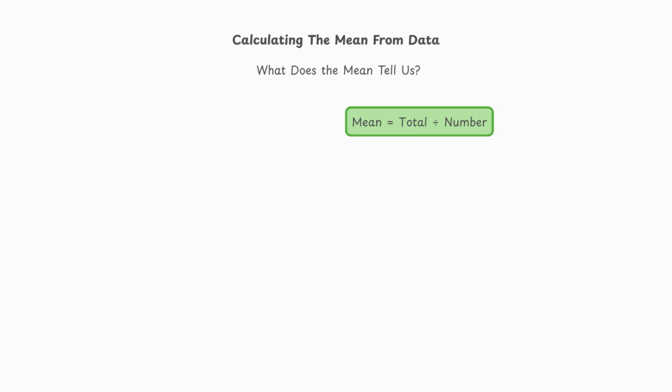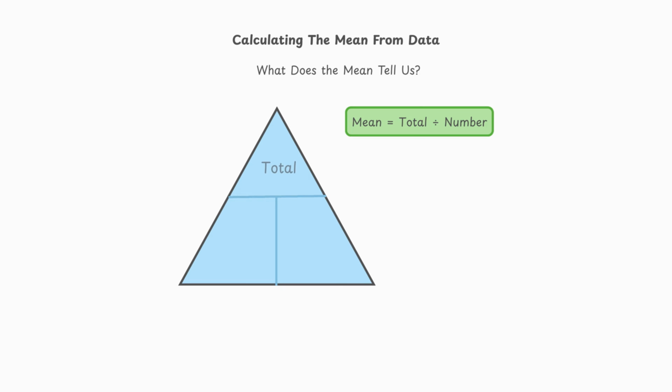Let's get started. First, remind yourself what the mean actually shows. It is the total of all values divided by the number of values. This formula links three important parts: the total, the mean, and how many values there are.